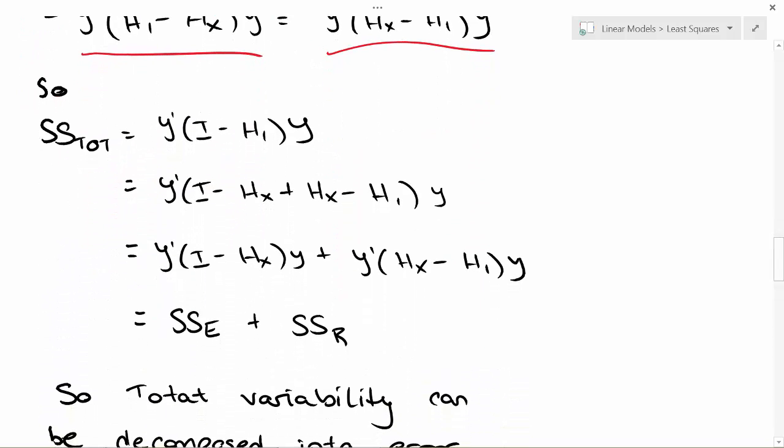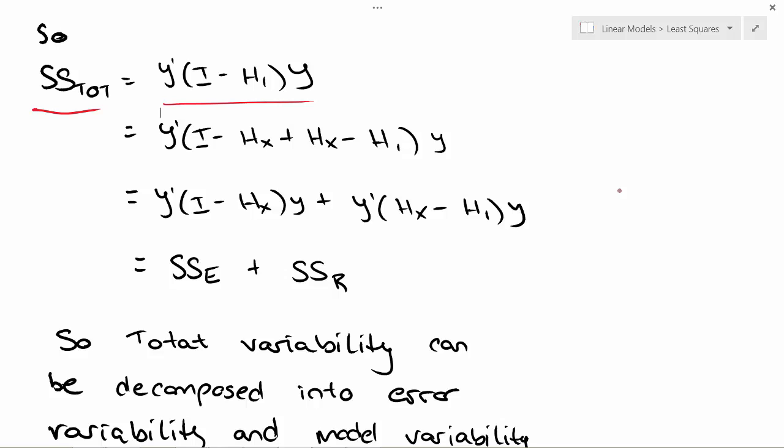So let me go back to my sums of squares total. It's y transpose (I minus H1) y. If I add and subtract Hx, I've done nothing. I've just added 0, and that's this line right here.